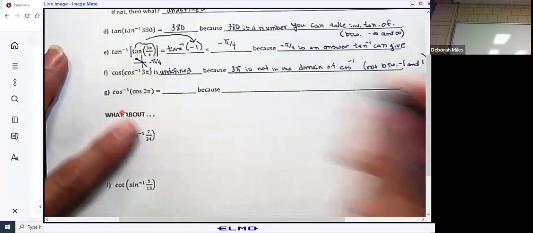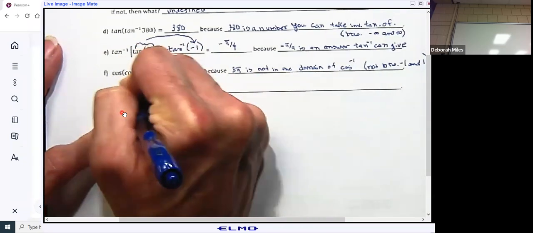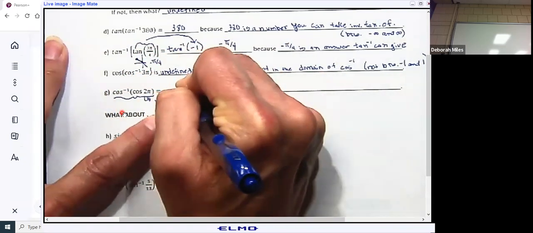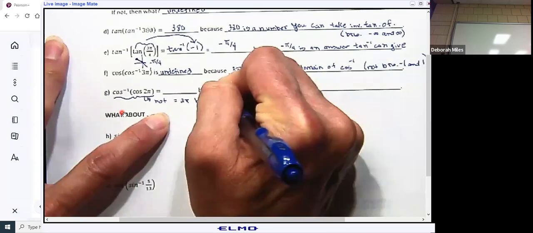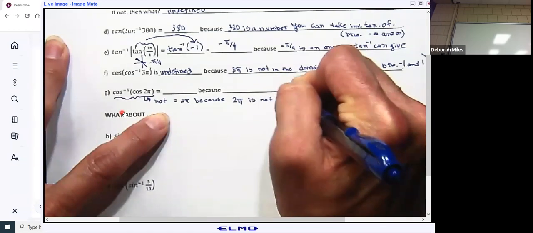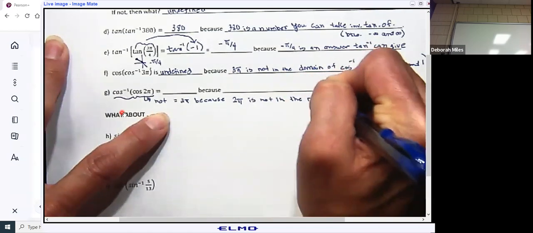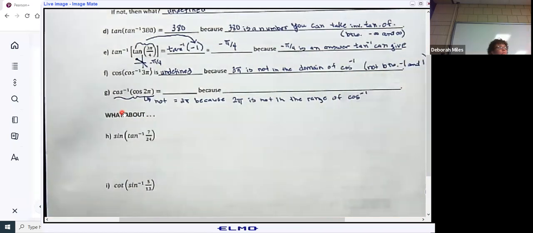So this whole thing cannot equal 2 pi, because 2 pi is not in the range of inverse cosine. It's not an answer inverse cosine can ever give me. So my next question is, is this undefined? Or is this, hey, I can do the inside and then apply the outside?